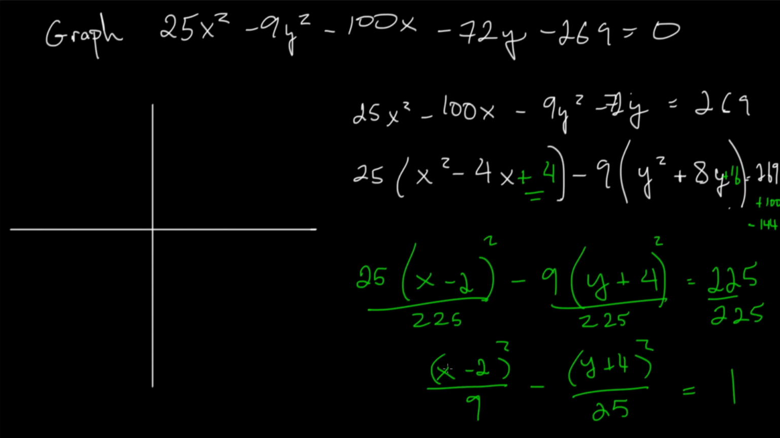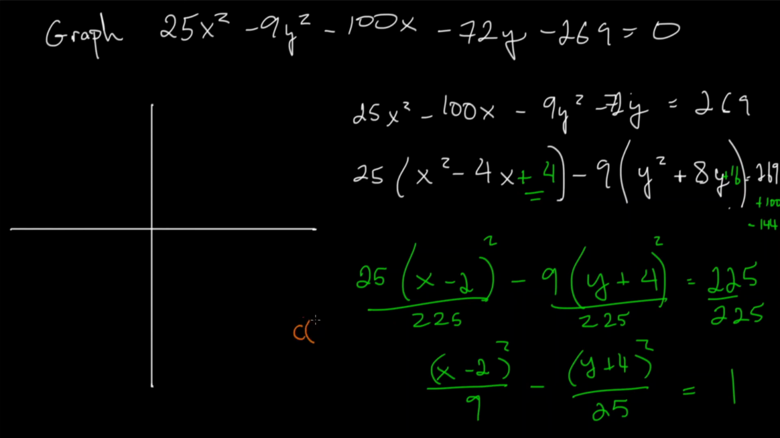X is the leading term. It's the non-negative term. So we are going to have a horizontal transverse axis, and we're going to be going 3 in that direction to get the vertex. We're going to be going 5 in the y direction to get the endpoints of the conjugate axis, and then we need to find the focus points still. And we are also going to have a shifted center. We are going to have 2, -4 as our center. All right, I'm going to go ahead and write all those relevant values down.